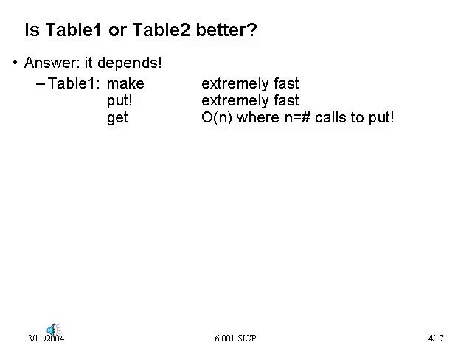For example, table 1 has an extremely fast constructor and an extremely fast put operation. But its get operation is order n, where n is the number of calls to put. And you can see that because you know that it in principle is going to have to look down a long association list to find the right thing.